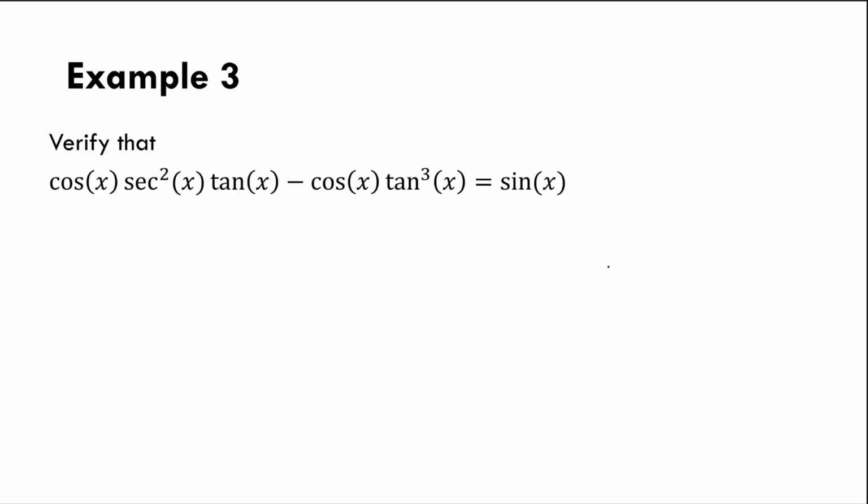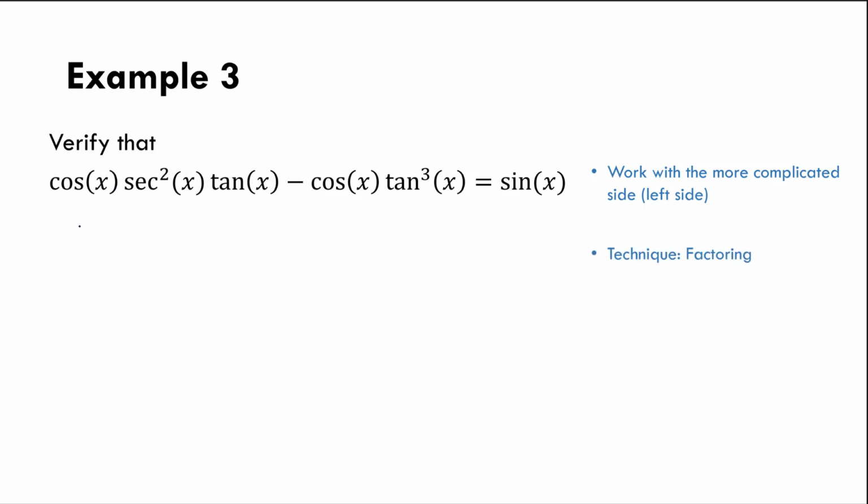Alrighty. Two more examples here. So example number 3, we're asked to verify cosine of x times secant squared of x times tangent of x minus cosine x tangent cubed of x is equal to sine of x. Okay, so again, look at which side is more complicated. Again, we're working with the left side, and now we're going to factor.